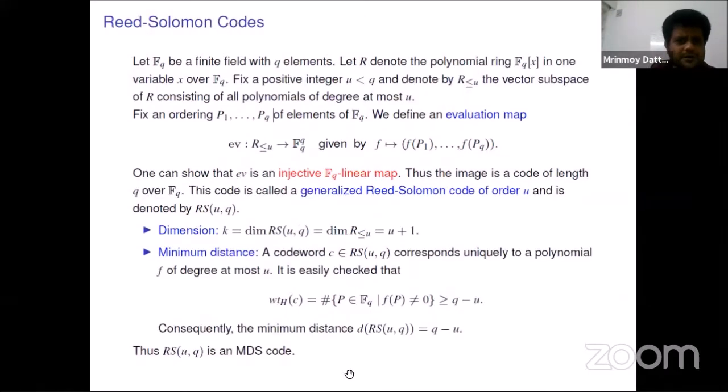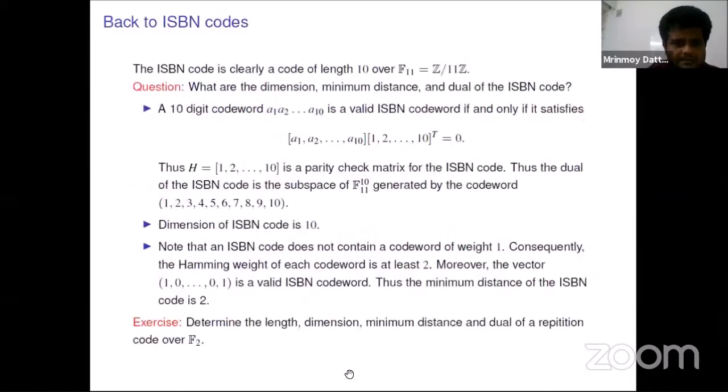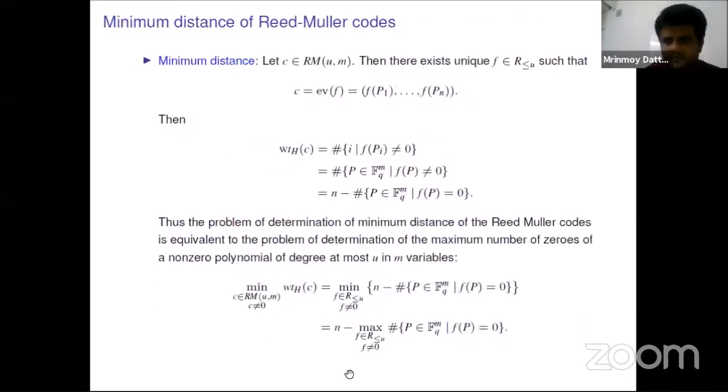How do we compute the minimum distance? So this is what I really wanted to emphasize. Okay, so now how do we compute minimum distance? You take a code word, you have to compute its weight. How do we do that?